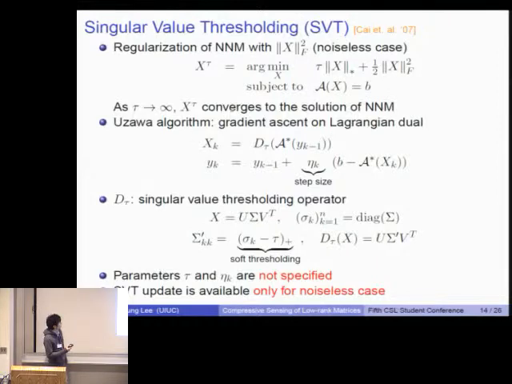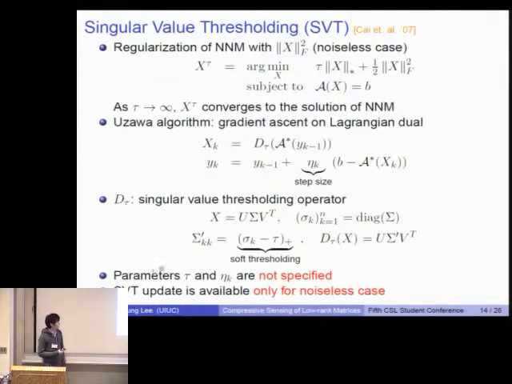And singular value thresholding is indeed an Uzawa algorithm on the Lagrangian dual problem. It is gradient ascent on the Lagrangian dual. Why is it ascent rather than descent? Usually we consider gradient descent, but because the Lagrangian dual is a concave maximization problem, it should be gradient ascent. So the repeated update given in these two equations is very simple. In particular, D tau denotes the singular value thresholding operator. It is just soft thresholding on the spectrum of matrix X.